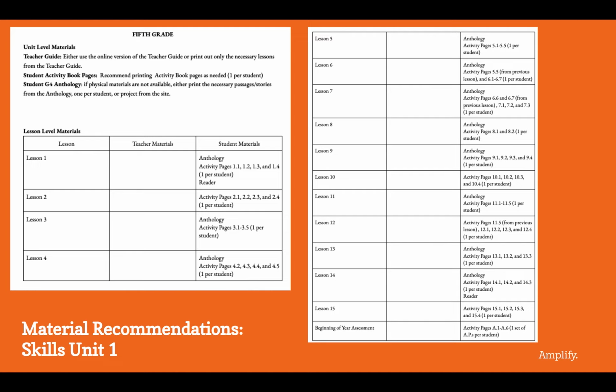For your student activity books, we do recommend printing 1 copy of the activity book pages needed for your daily lesson for every student in your class. These activity book pages are used during class and also for some take-home work. In grade 5, you do have a student reader or an anthology. That anthology is something that you're using for daily instruction, as it includes all of the reading and all of the chapters that accompany that unit of instruction.